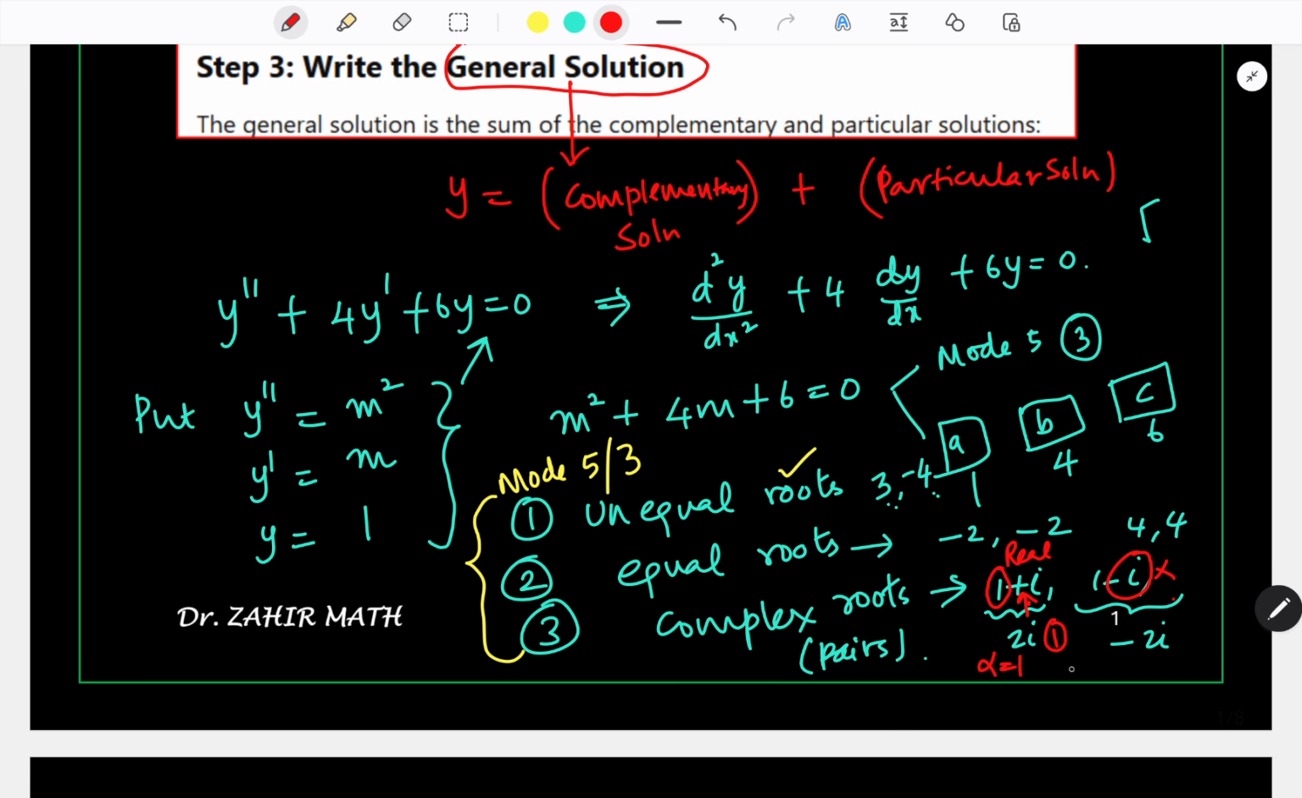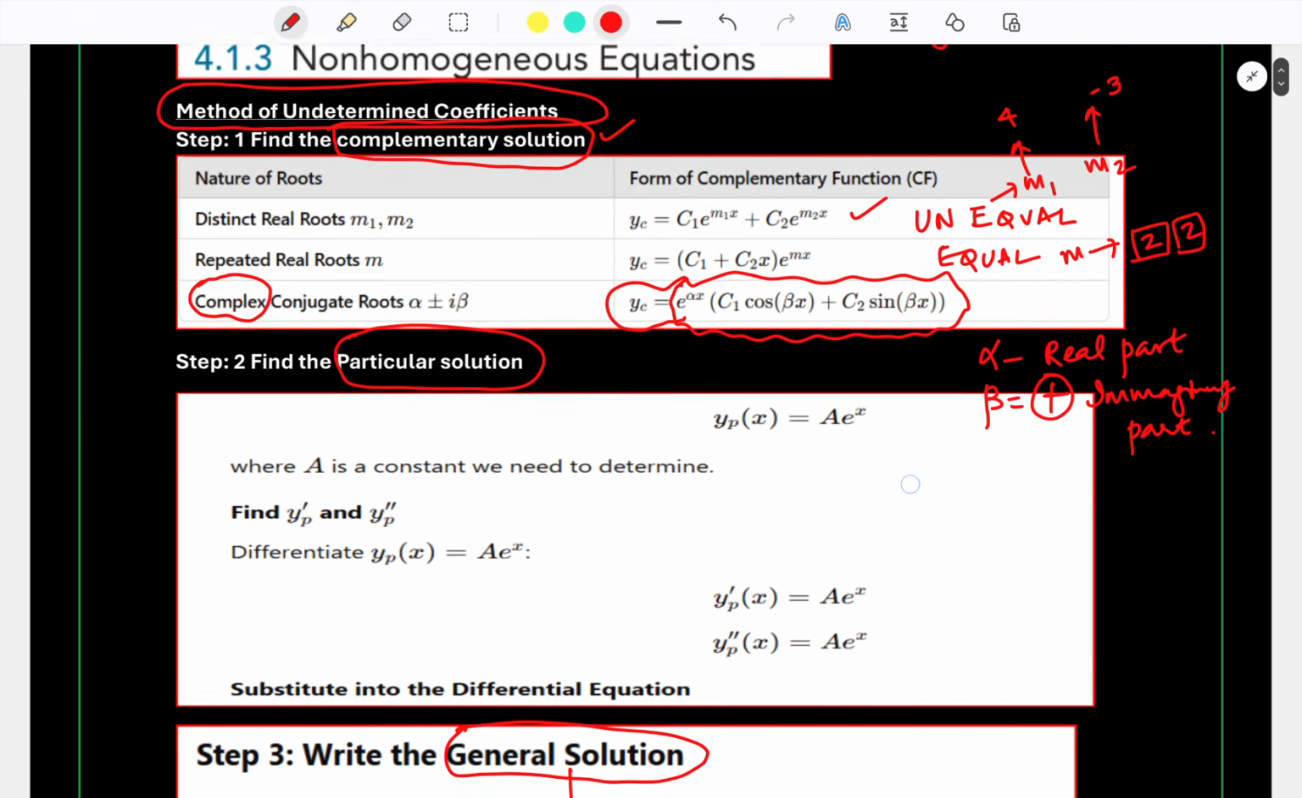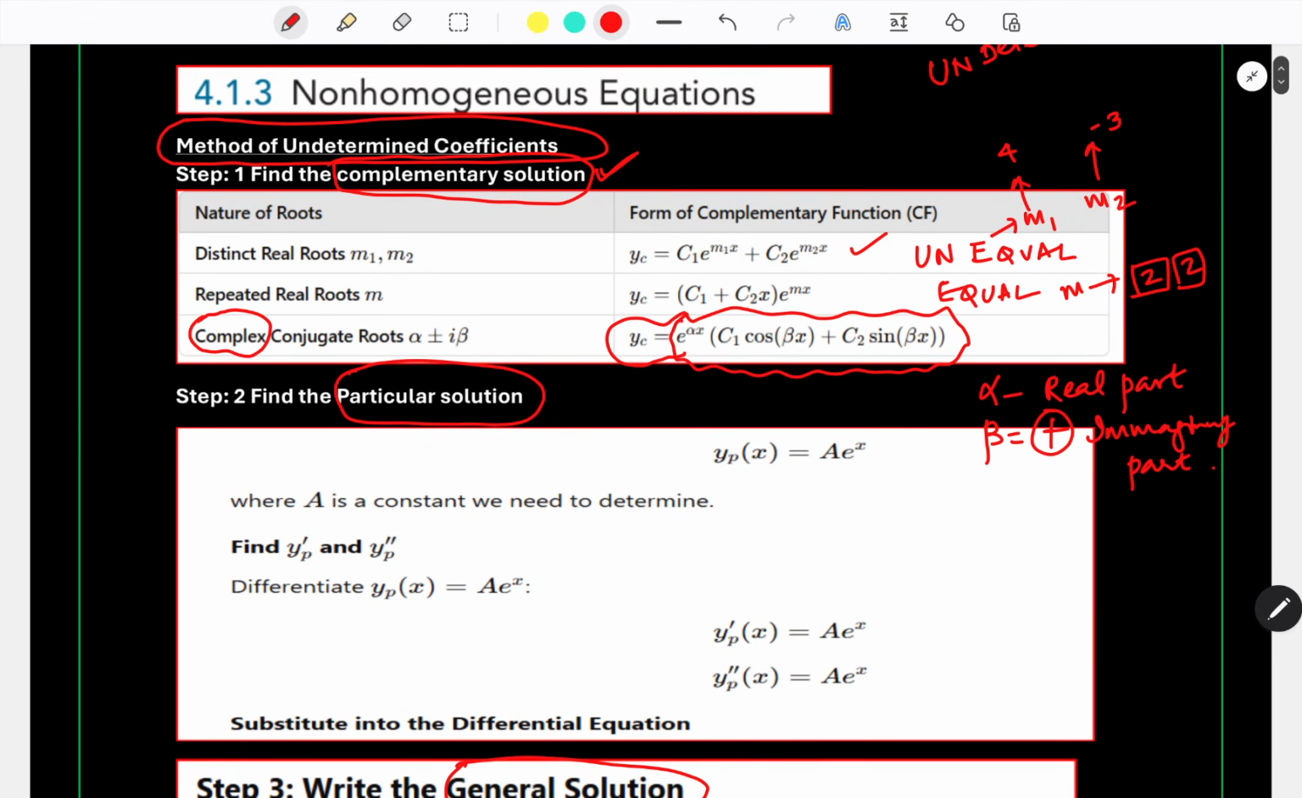So in this case, alpha is 1 and beta is also 1. What about 2i and minus 2i? Your alpha is 0 and beta is equal to 2, because the coefficient of i is 2. That's why we call it the imaginary part. Similarly, the real part means the real value. So this is the way to find the complementary solution.